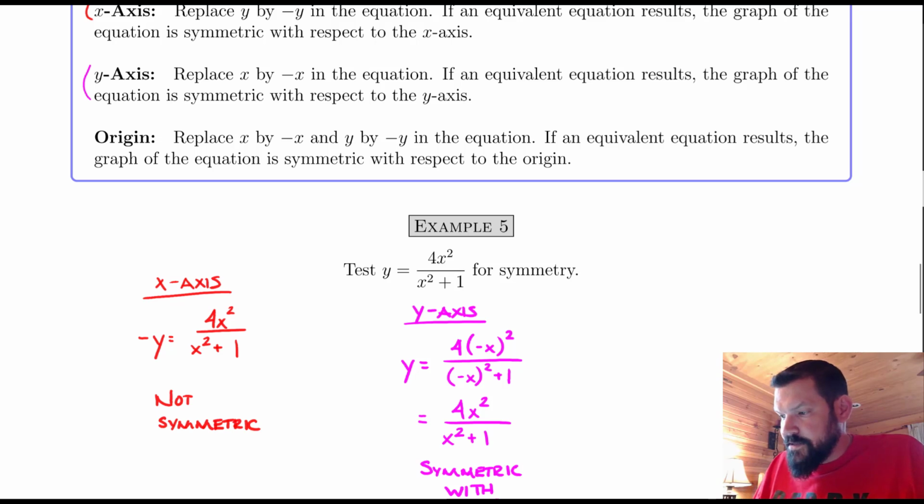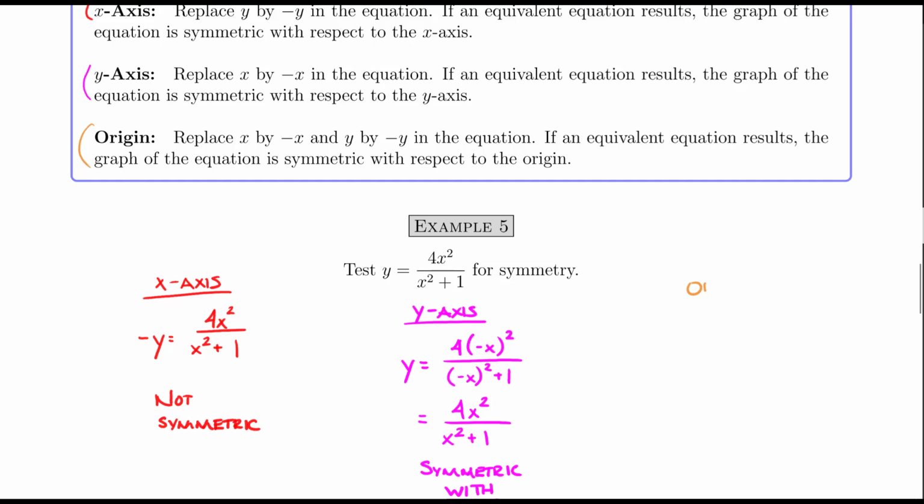All right, and our last test we will do in orange. That's the origin symmetry. So we're going to replace all of our values with their opposites. That means I replace y with negative y, and I replace x with negative x, and I check to see if I come up with the same expression that I started with. If I don't, then it is not symmetric with respect to the origin.